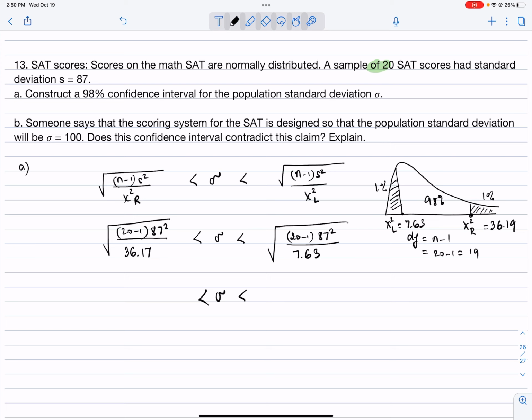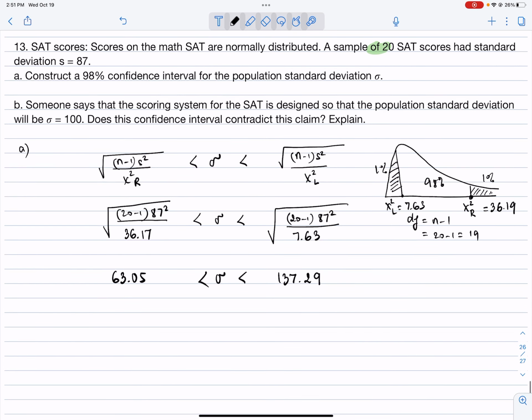Okay, so we have 20 minus 1 is 19 times 87 squared, and then divided by 36.19, and you take the square root of that, so the answer will be 63.05. And the other one, so we have 137.29.